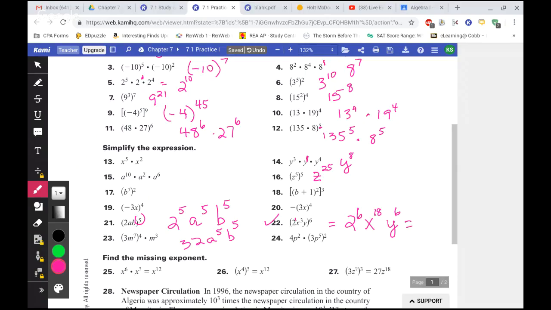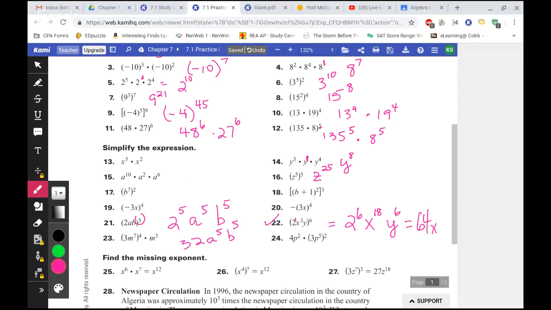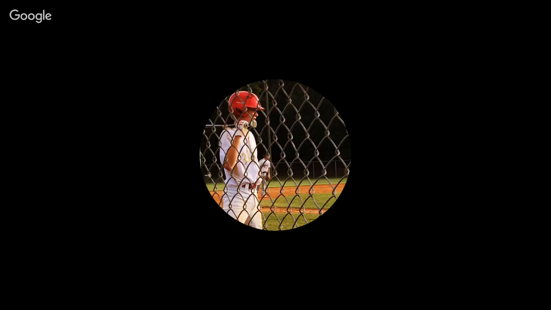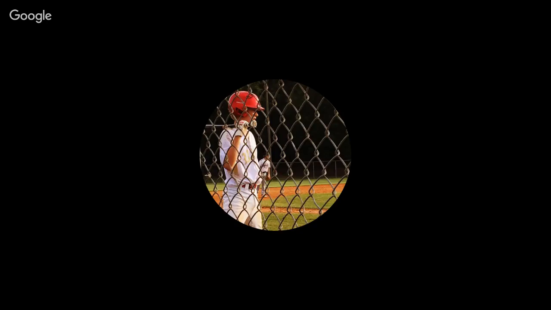Okay, cool. Could you do 23 and 27, please, after this? Yeah. So that's going to be 64, x to the 18, y to the 6. Which one? 23 and 24? 23 and 27, please. Oh, 23 and 27. Yes. Did you get 24 earlier? Yes, ma'am. Okay.